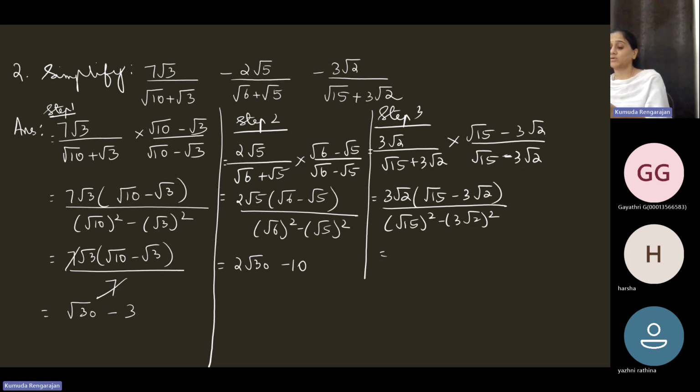Step 2. This is not right. This into this is 2 root 30. And then 2 root 5 into minus root 5. 2 root 5 into root 5. Root 5 into root 5 is 5, into 2, 10. Oh, this is 10, is it? You know how it looks. You've written something. Oh, yeah, this is right. Correct.